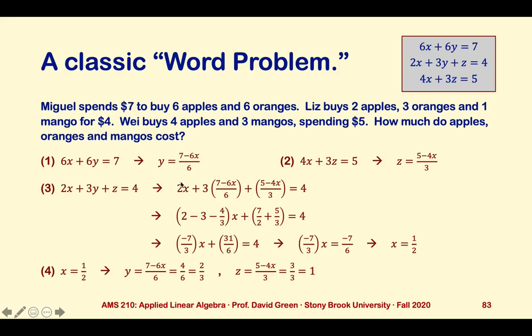Terms that don't have an x: none in the first piece. 3 times 7 over 6 is 7 over 2. Plus 5 over 3. Those are these pieces here. This 2 minus 3 minus 4 thirds is negative 7 thirds. 7 halves plus 5 thirds is 31 sixths. Moving this piece over gives us negative 7 thirds x equals negative 7 over 6, which means x must be a half.